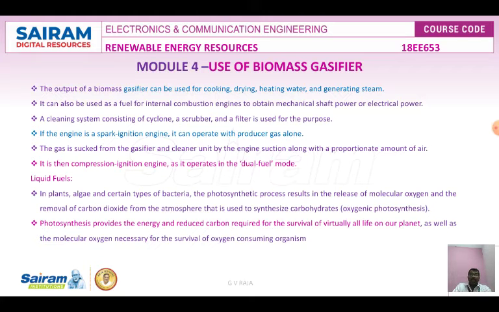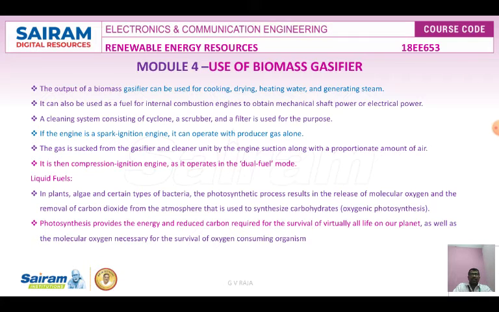For example, algae are present in plants, and some types of bacteria are present in that. The photosynthetic process results in the release of molecular oxygen and the removal of carbon dioxide from the atmosphere, which is used to produce synthesized carbohydrates. This is called oxygenic photosynthesis. By using oxygenic photosynthesis, we can also go for the conversion to liquid fuels.